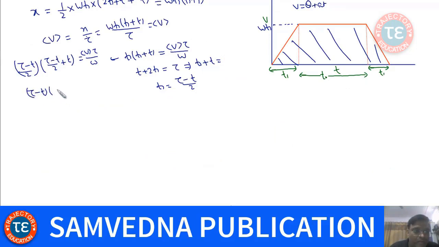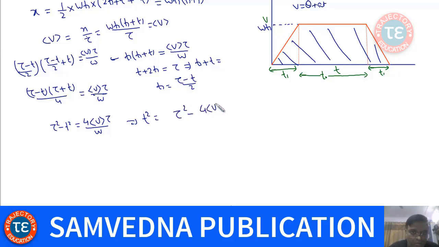This is going to be tau minus t, and this is going to be tau plus t upon 4. So this is tau square minus t square, and this is 4 upon W. This is W, not omega, W. So what do you get? T square is tau square, and then T is what? This. Alright, that's going to be your answer, right?